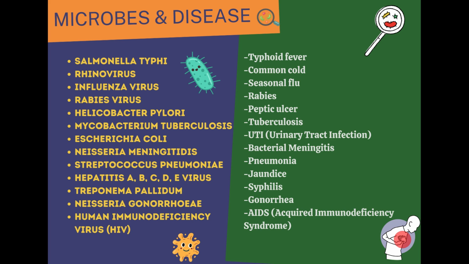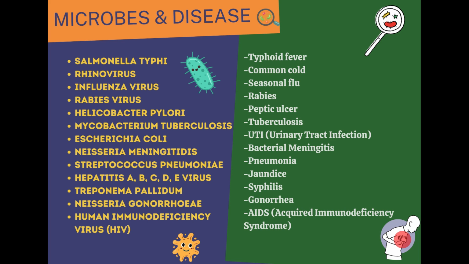But how do these tiny organisms cause all these problems? Well, that brings us to the diseases on the right side of the image. The diseases we see listed here are the result of these microbes attacking our bodies. When a microbe enters your body, your immune system jumps into action. But sometimes the microbe is too powerful, or your immune system can't fight it off fast enough, leading to an illness. For example, we already talked about typhoid fever, caused by Salmonella typhi.